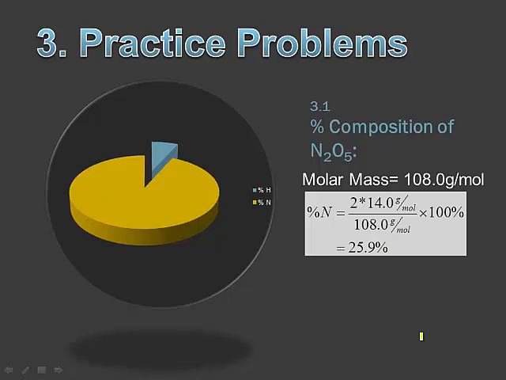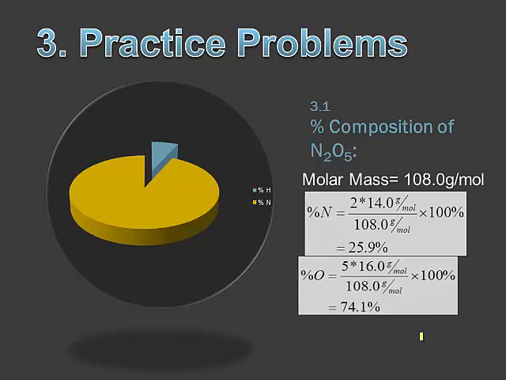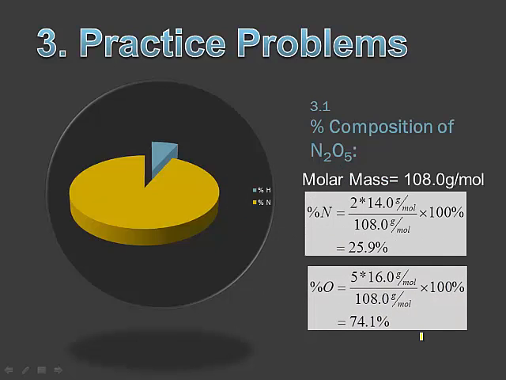Now, for those of you that have already put this together, you could certainly look at it and go, okay, well, if 25.9% is nitrogen, then the remaining 74.1% should be oxygen. And although that's true, I would prefer that you actually go through and calculate it. So you've got that little fallback double check for yourself. And just to confirm, yeah, that's exactly the way it works out.